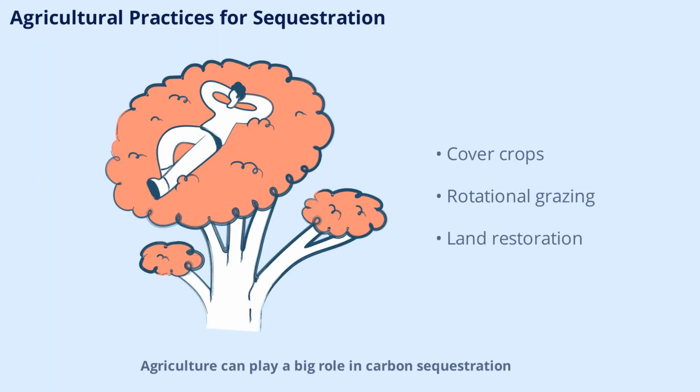Agriculture can play a big role in carbon sequestration. By planting cover crops between growing seasons, farmers can increase biomass and trap more carbon in the soil. Rotational grazing, where livestock are moved between paddocks, encourages deeper root growth and healthier soil. Restoring degraded land through reforestation, afforestation, and wetland restoration also helps slow carbon release and boost sequestration.